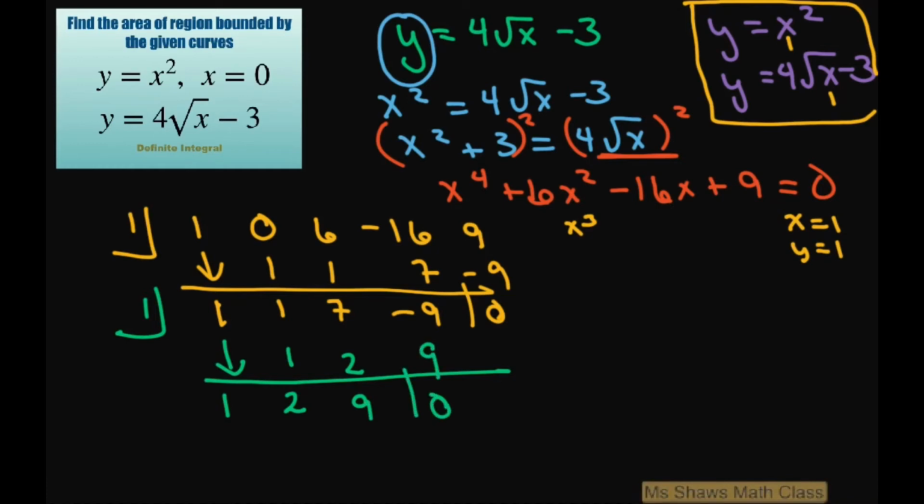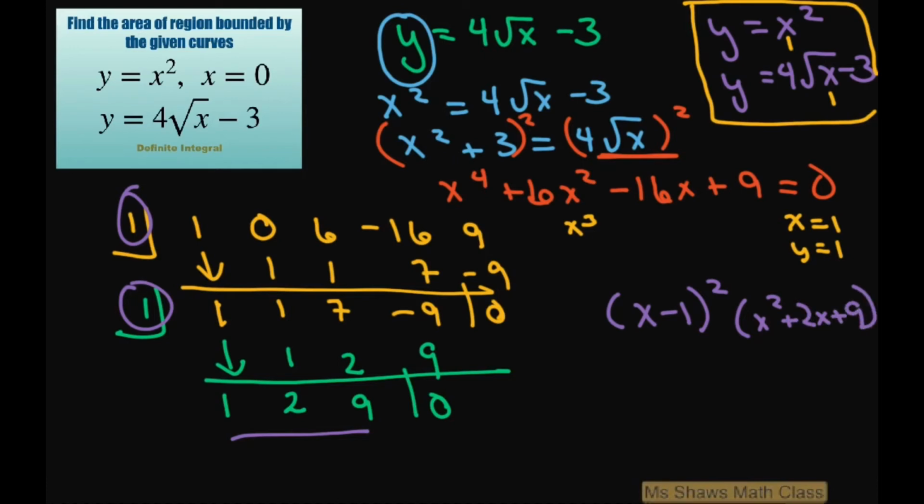So basically what you get is x minus 1 squared, because we did this twice, it has a multiplicity of 2, times x squared plus 2x plus 9, and this is not factorable. So basically our hunch was right. Our intersection point is x equals 1. All right.